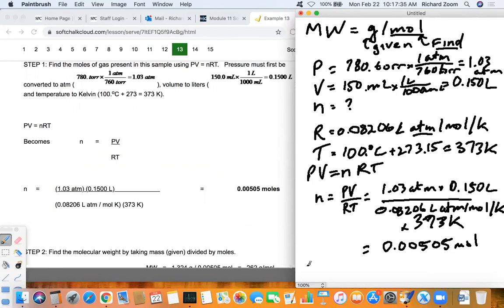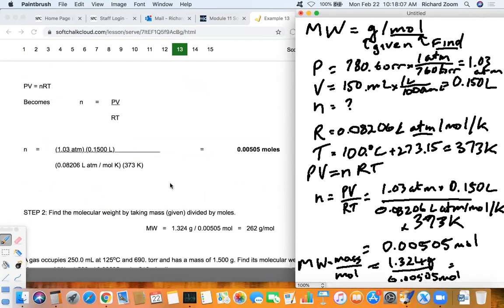Because we do have a mass here, the molecular weight then would be grams per mole, so mass over moles. The mass is 1.324 grams, which was given in the problem, and we divide that by the number of moles we found. And that's going to end up being 262 grams per mole. So that would be the molecular weight of the gas, or molecular mass of the gas.